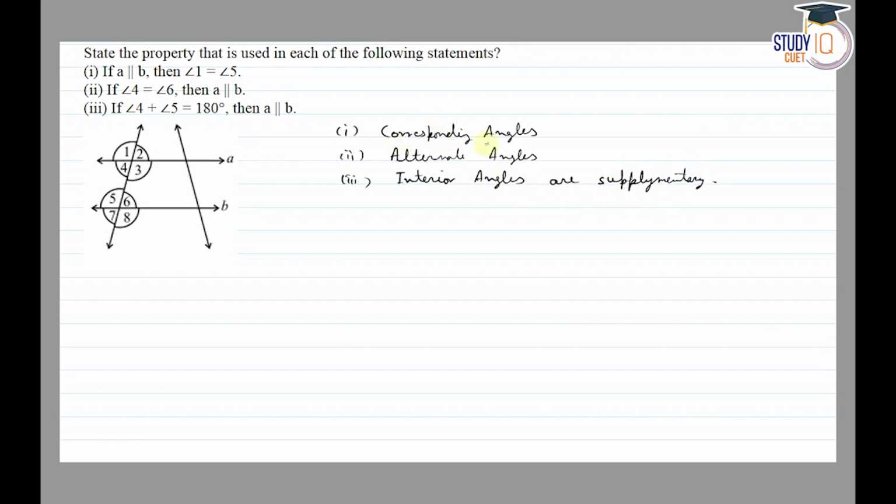So first के लिए हो जाएगा corresponding angles, second alternate angles, and third interior angles are supplementary.